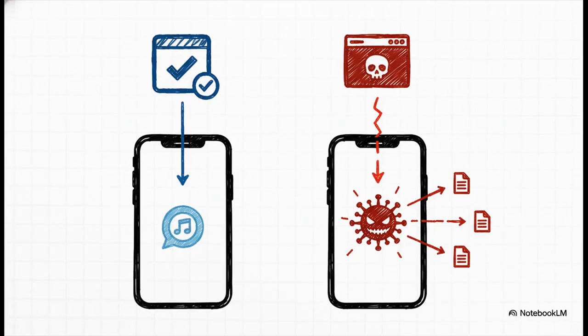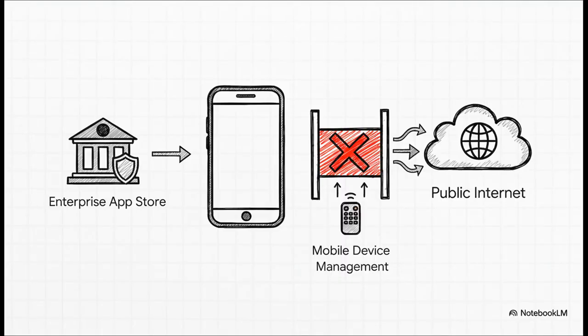Another huge risk is just how easy it is for users to install apps. It's totally possible for users to sideload apps from untrusted third-party sources, completely bypassing the security checks of the official app stores. And this creates a major risk of accidentally installing malware that can steal data or take over the entire device. To fight back against this threat, organizations have to control which applications get installed.